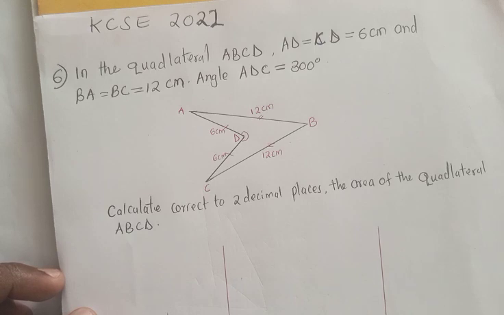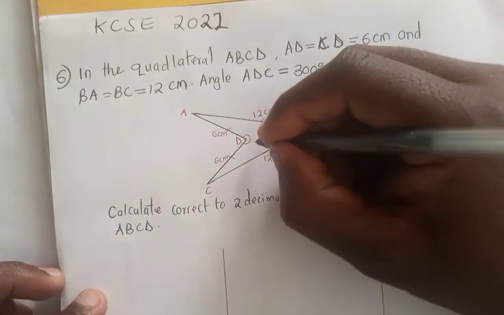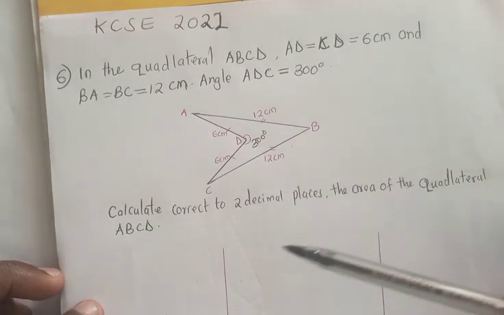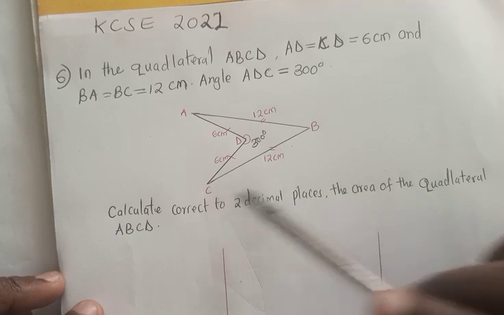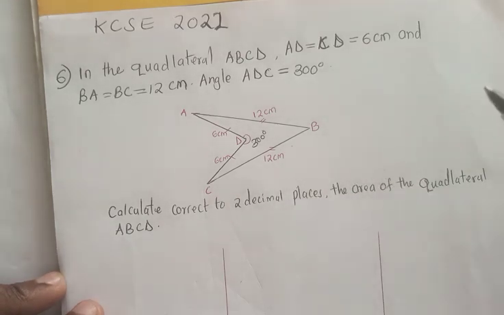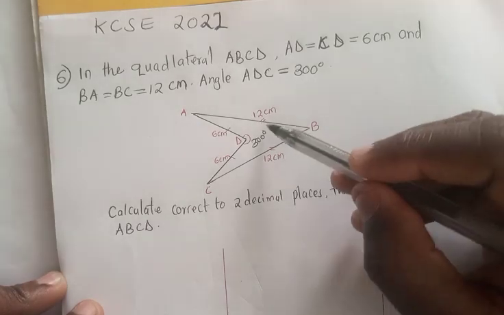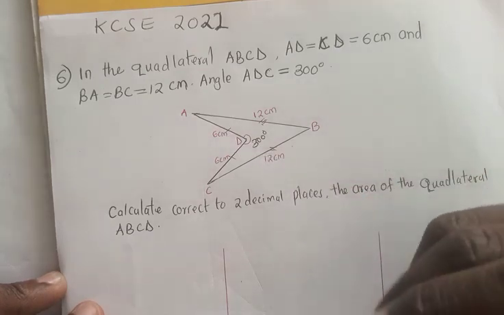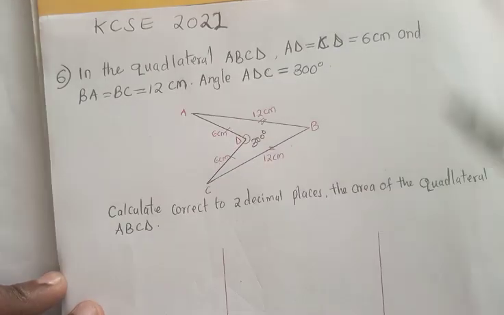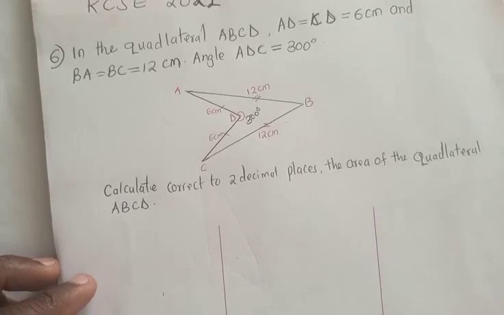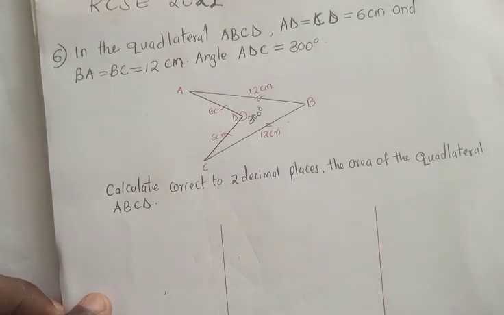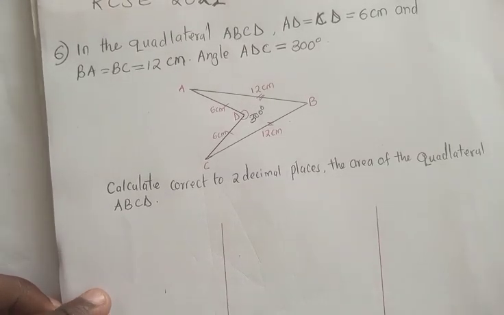Angle ADC is equal to 300 degrees. As you can see in our diagram, we can see that the line AB and line CB or BC are equal, which is shown by these signs, and also line AD and CD are also equal. Now, the question is calculate correct to 2 decimal places the area of quadrilateral ABCD.